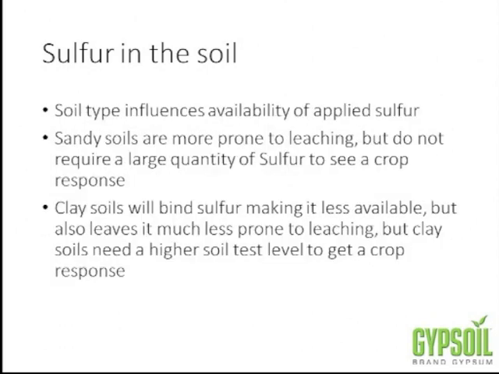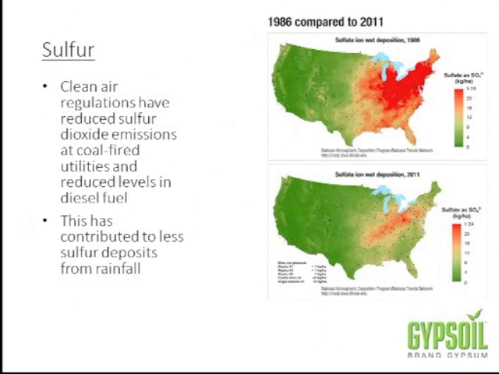Soil type influences the availability of applied sulfur. Sandy soils are more prone to leaching but do not require that large quantity. Of course, clay soils are going to bind it, making it less available. In the soil, we don't get the sulfur we used to get. You see there on the top right, the sulfate ion deposition, 1986. You see, we got a lot of sulfur. When I was in school, we talked a lot about acid rain.